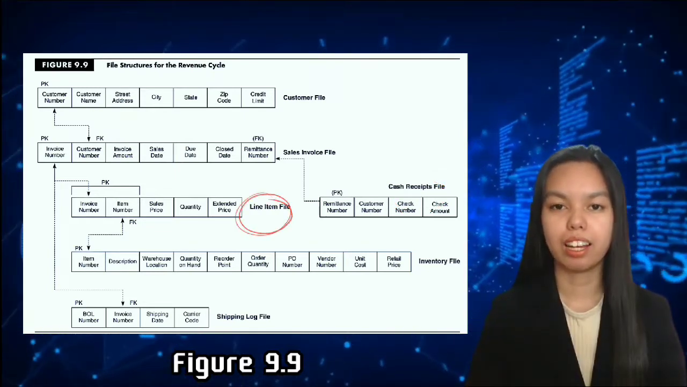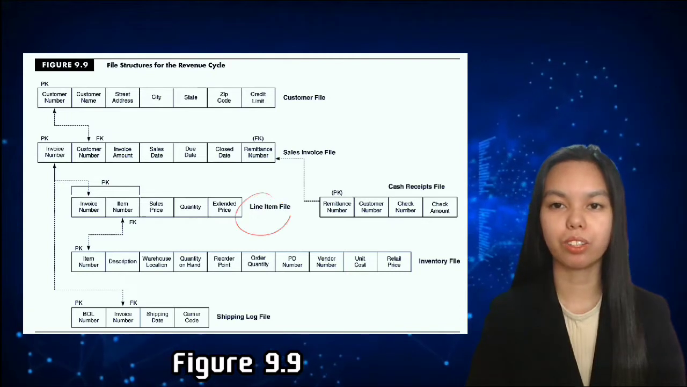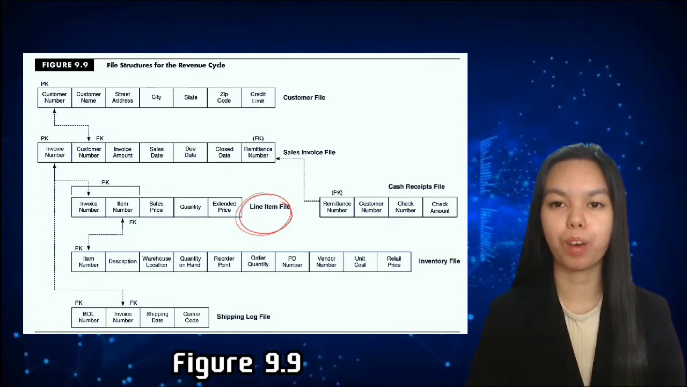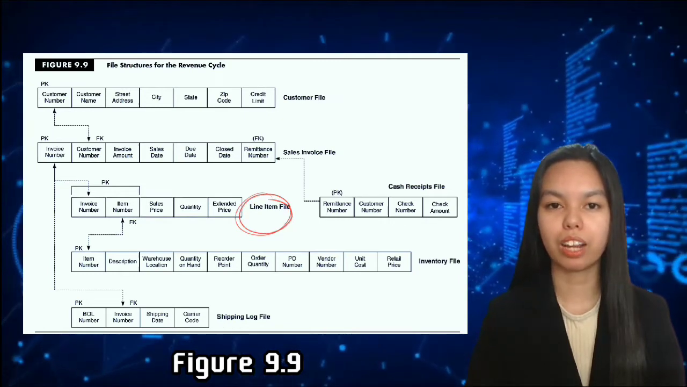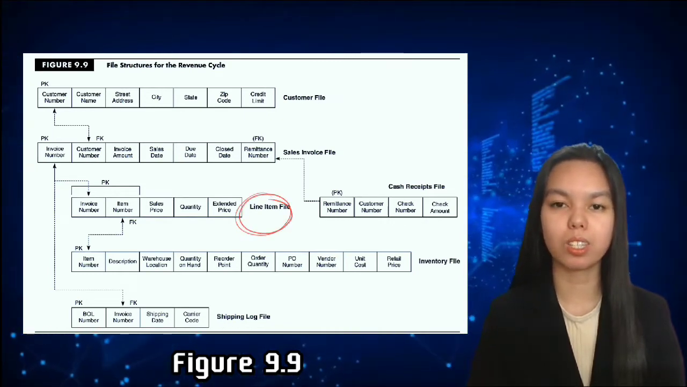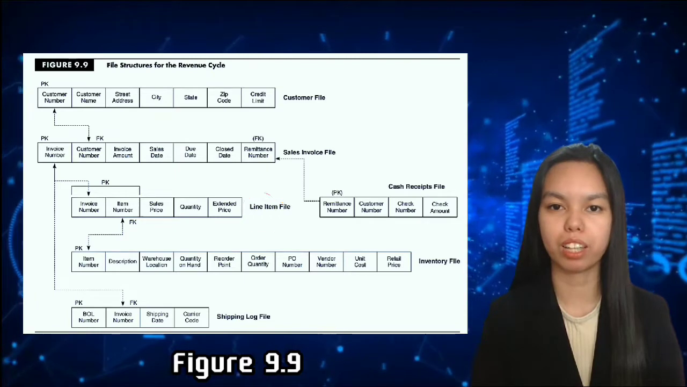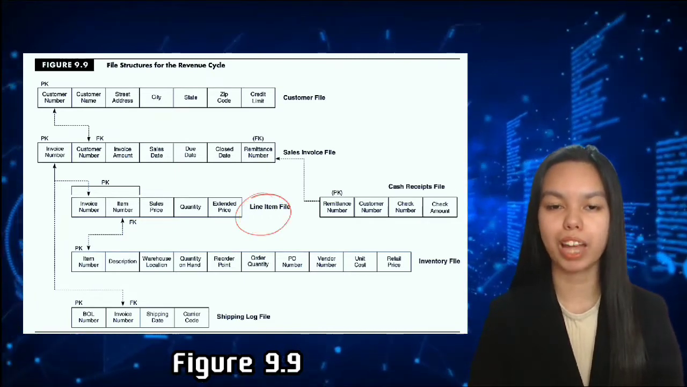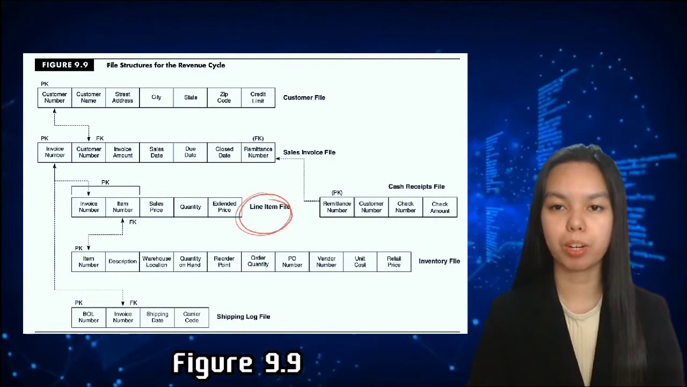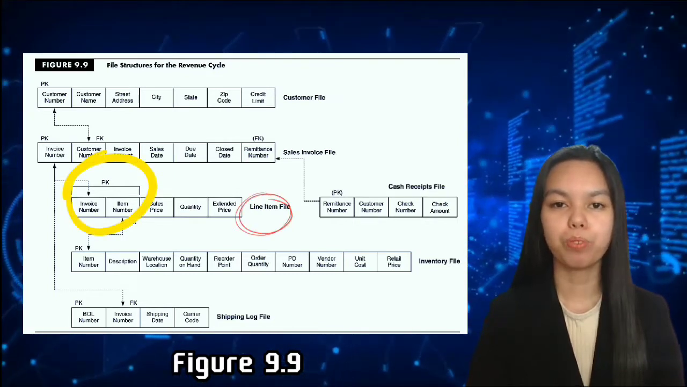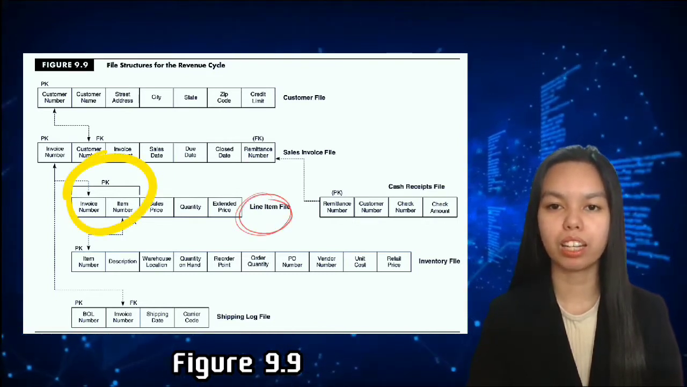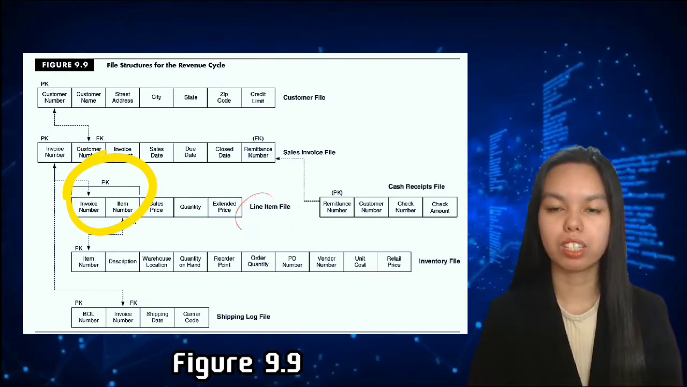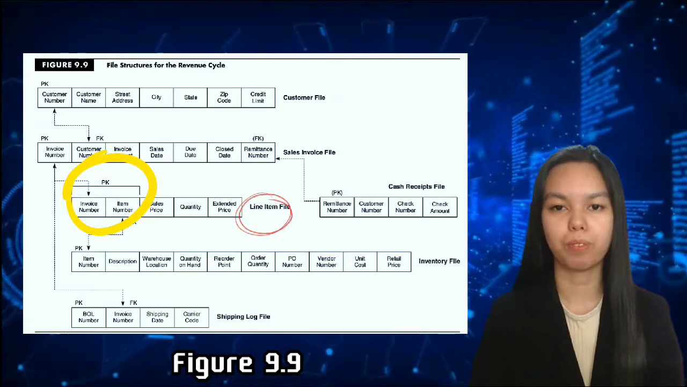Line item file. The line item file contains a record of every product sold. Since a single transaction can involve one or more products, each record in the sales invoice file is associated with one or more products in this file. Notice that the file contains a primary key comprised of two fields, invoice number and item number. Both fields are needed to uniquely define each record in the file. They also provide links to related records in the sales invoice and inventory files.